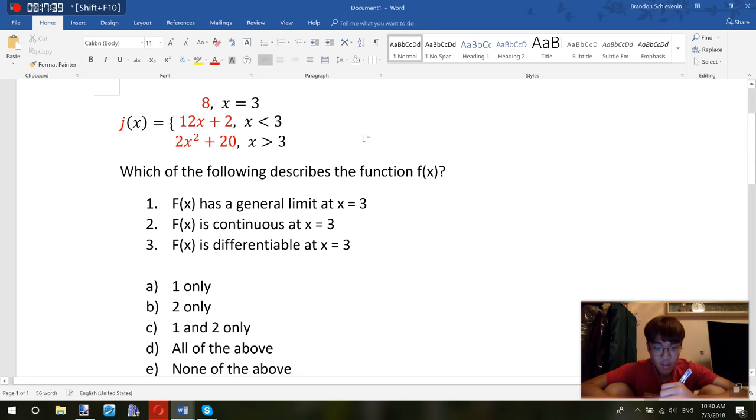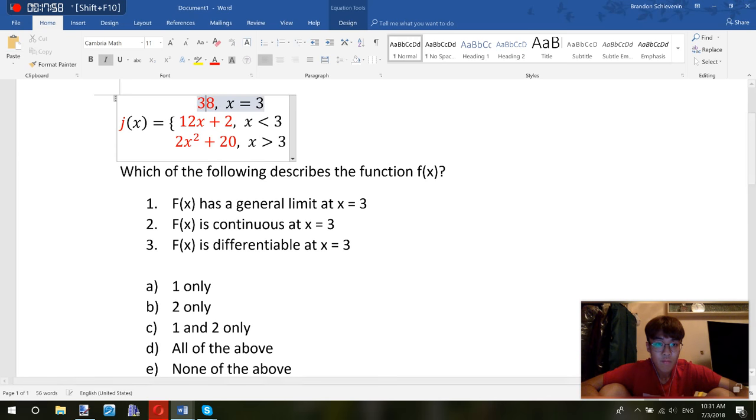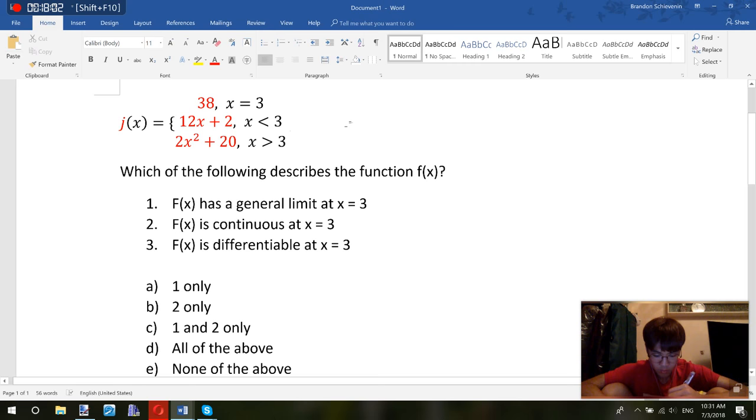Okay, so new function. I'm going to double check, make sure this works really quick. This is 36, 38, okay, and this is... good. This needs to be 38 now. And... okay, I think we're good. Alright, so for the first one, do I have a general limit?